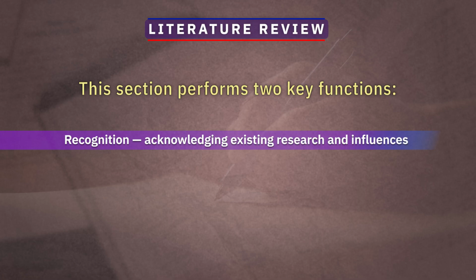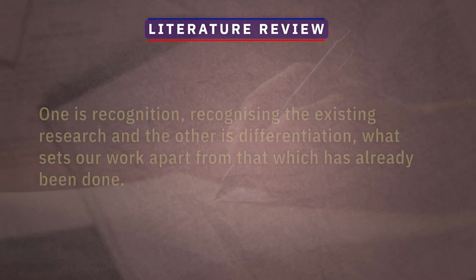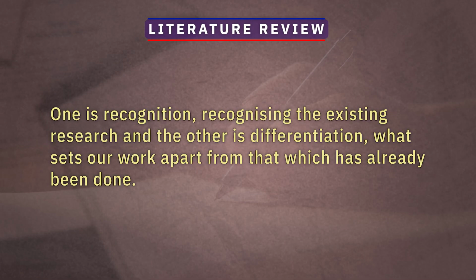One is recognition, that is acknowledging the existing research and influences. And second is differentiation, identifying how the work that we are engaging in is different from the work that has already been produced. So in terms of the structure of the paper, there are two important aspects that the literature review helps with. One is recognizing the existing research, and the other is differentiation: what sets our work apart from that which has already been done.